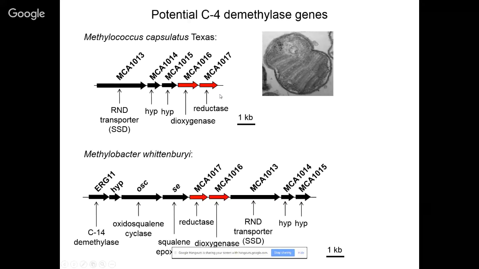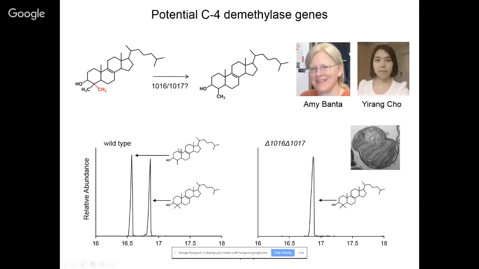But when I looked at some of the other methanotrophs, I found that this operon here, which is similar to this one, was actually located right next to a bunch of the cyclase sterol biosynthesis genes. And so that gave me confidence that potentially these 2 proteins, or maybe this whole operon, could be involved in that biosynthesis. And so Amy Banta and Yirang Cho, so Amy Banta is a staff scientist in my lab, and Yirang Cho is another master's student that just graduated, picked up this project.